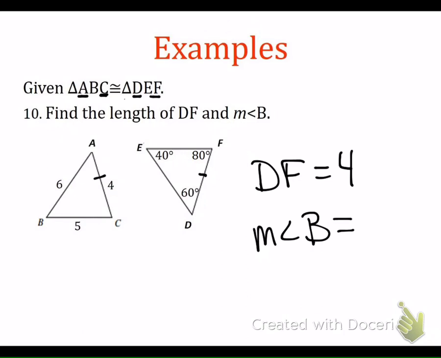Angle B. B is the middle letter in the congruence statement. So it should match with the middle angle in the second triangle in the congruence statement. So angle E has a 40-degree measure. Angle B should match. Yeah. So what's that? 40? So again, you're just lining it up with the information you're already given.